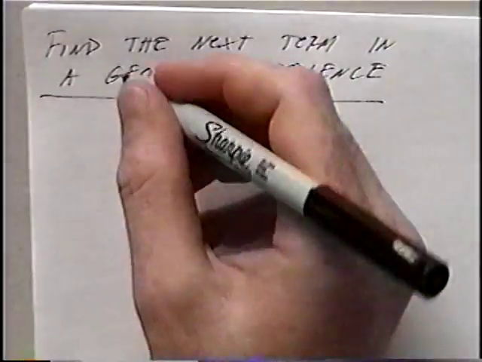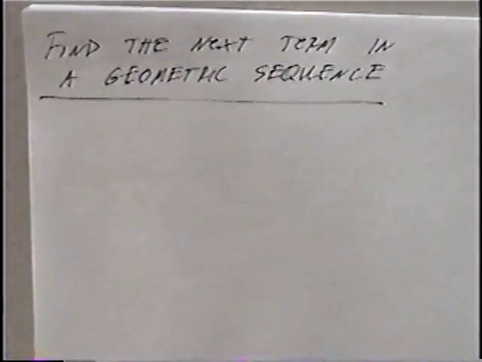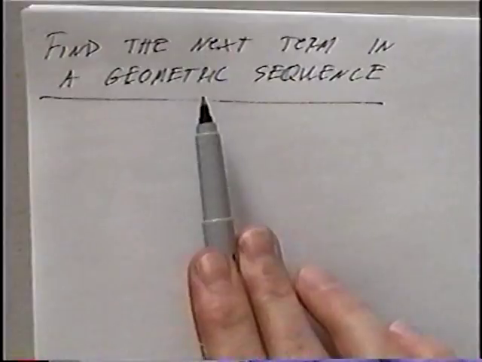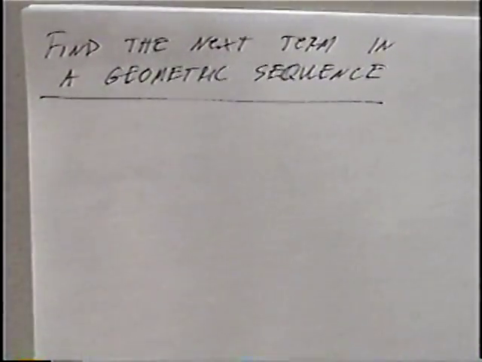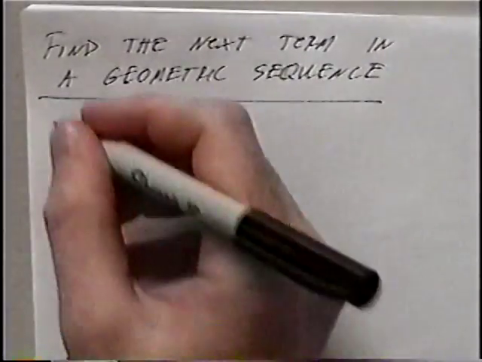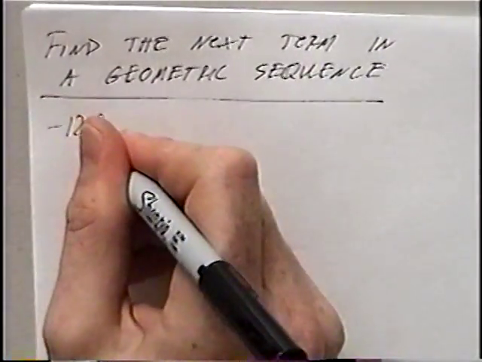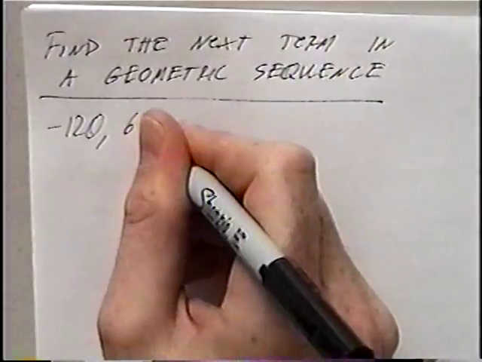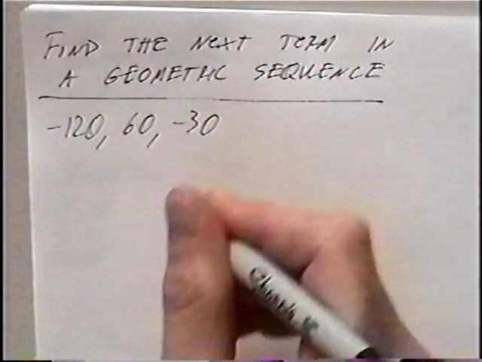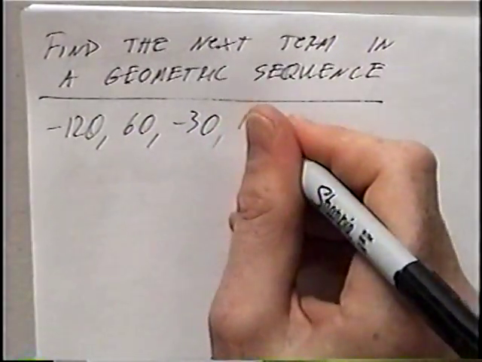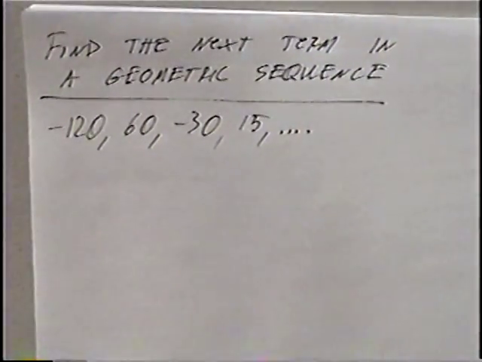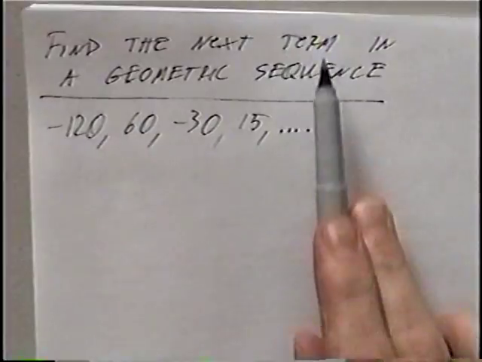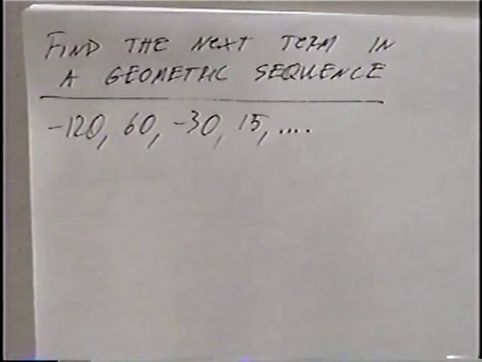A geometric sequence is a series of numbers like an arithmetic sequence. The difference is that geometric means multiplying by a number rather than adding or subtracting a number. The first sequence we'll look at is negative 120, 60, negative 30, and 15. Dot dot dot means the sequence will continue forever and ever. Find the next term just means we want to find the next number.